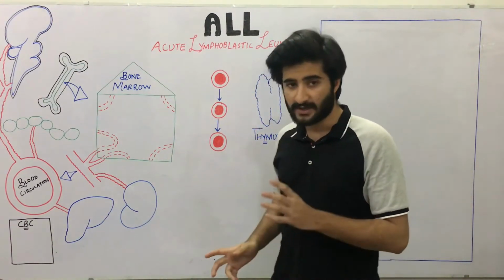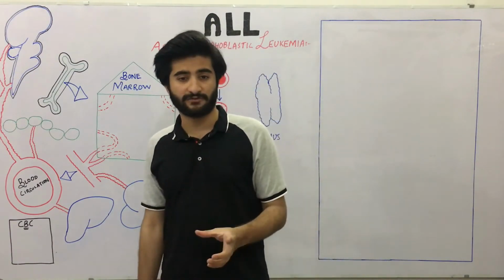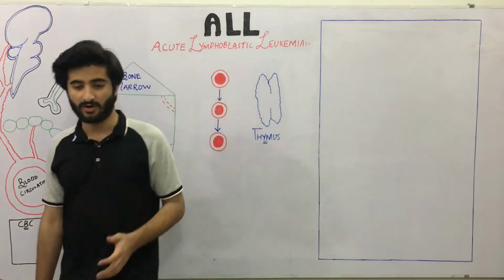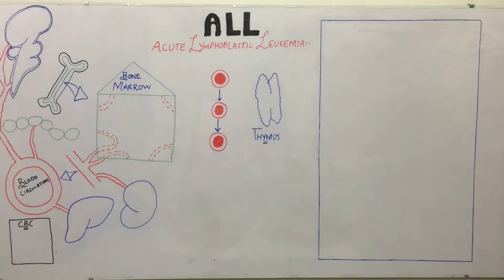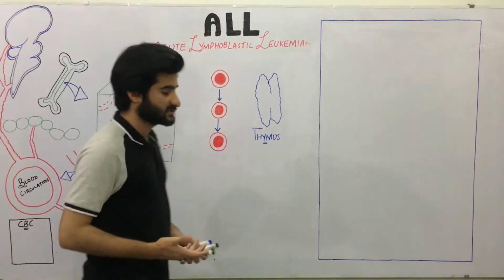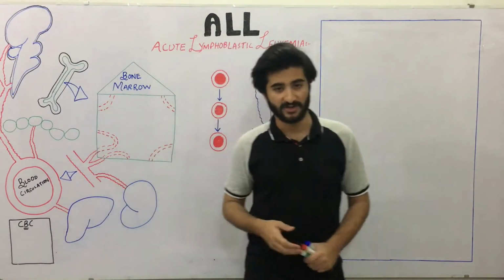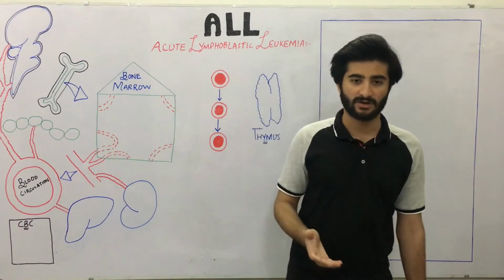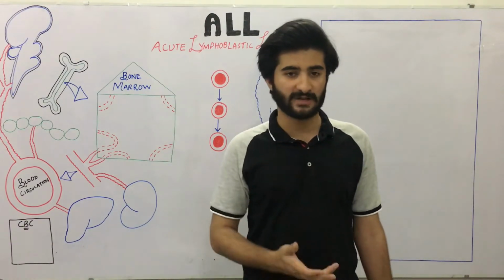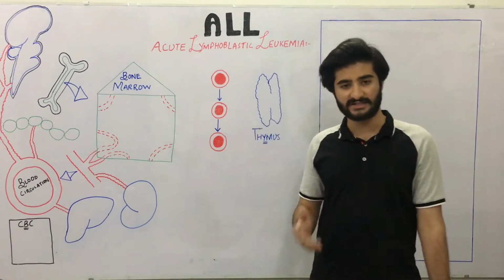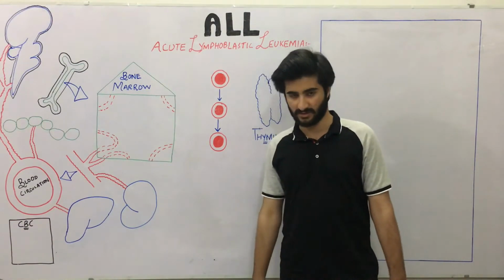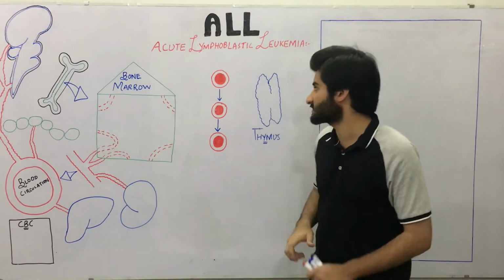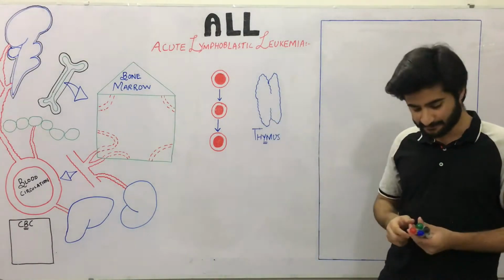If it is a neoplastic proliferation of precursor B cells, we call it B-ALL, or B acute lymphoblastic leukemia, or pre-B acute lymphoblastic leukemia. But if there is neoplastic proliferation of precursor T cells, we call it pre-T acute lymphoblastic leukemia, or precursor T cell acute lymphoblastic leukemia. So after knowing the definition of acute lymphoblastic leukemia, we'll go into it.